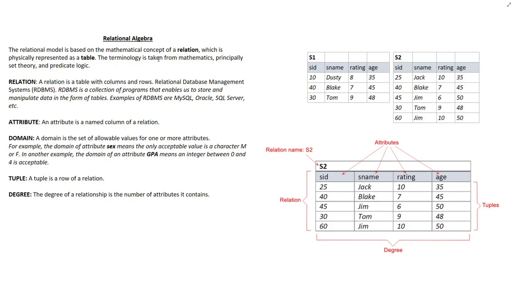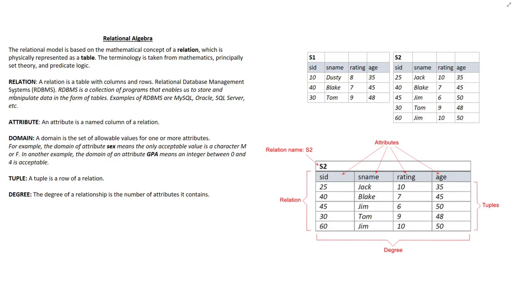The terminology is taken from mathematics, principally set theory and predicate logic. So in the context of relational algebra, relation is the same as table that we are most familiar with. So a relation is a table with columns and rows.